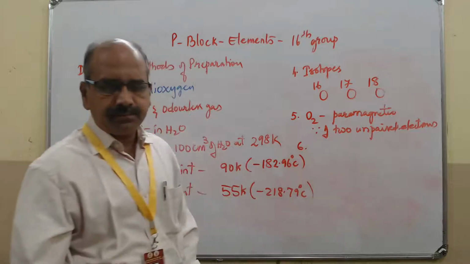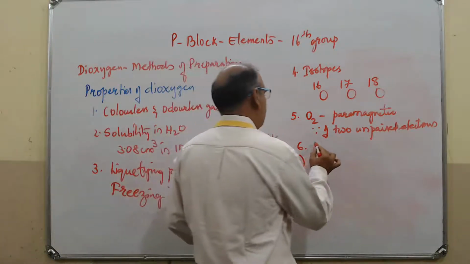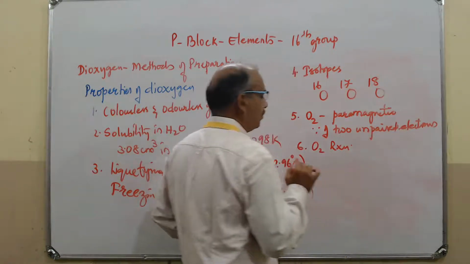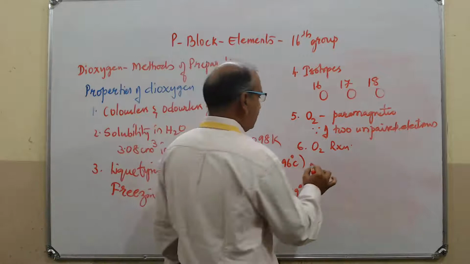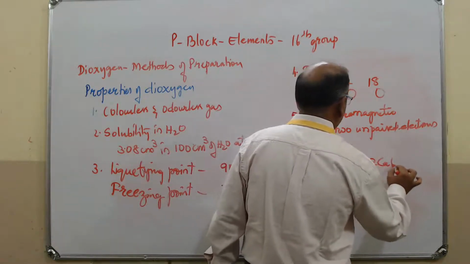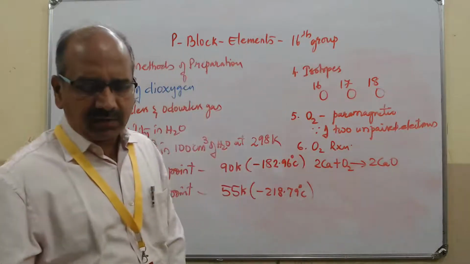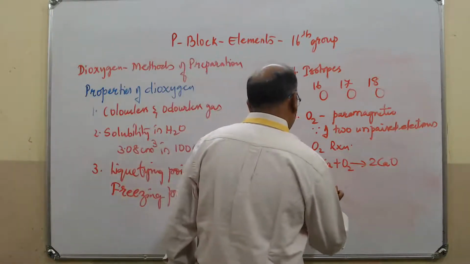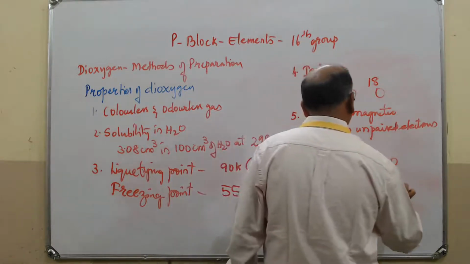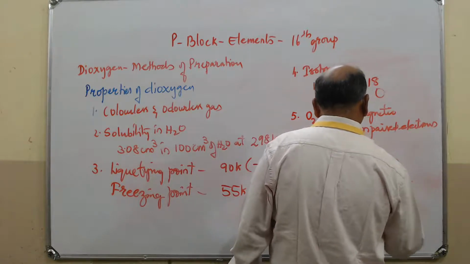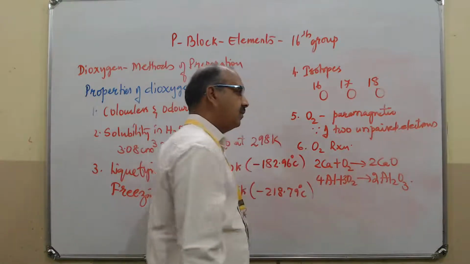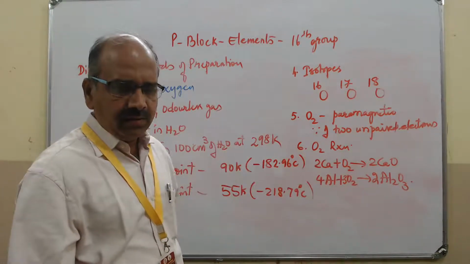6th point. Oxygen O2 reactions with metal. It reacts with the calcium to form calcium oxide, a basic oxide. Metallic oxides are basic. It reacts with the aluminium to form Al2O3: 4Al plus 3O2 gives 2Al2O3. Those metallic oxides will be basic oxides.